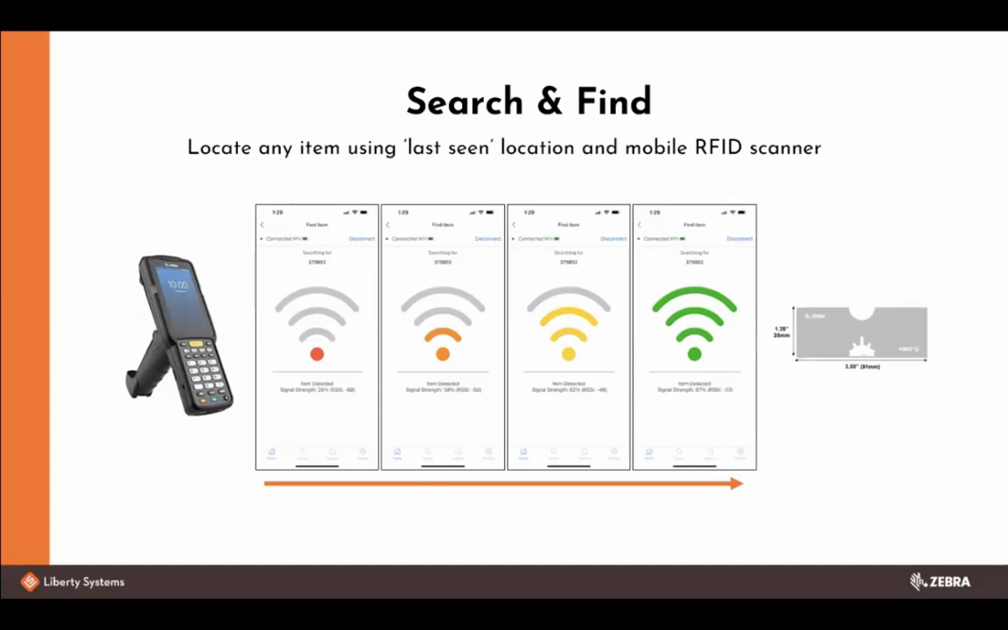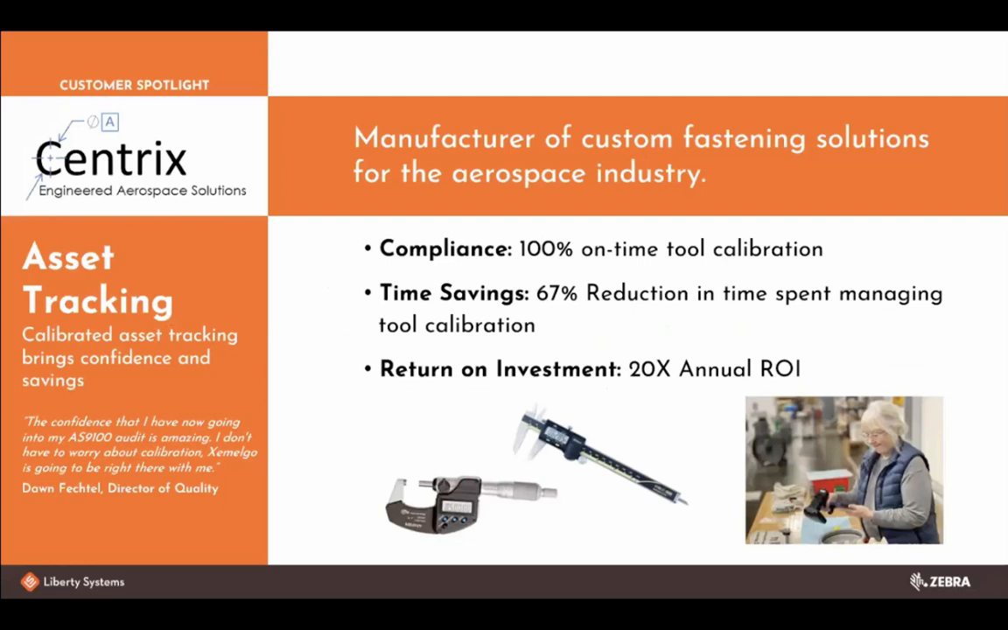and it can allow you to get to that item more quickly. A great example of this is one of our clients, Centrix, and their biggest challenge was they couldn't find their items, and they were searching. They knew it needed to be calibrated, but they weren't sure where it was. By utilizing RFID technology and having zones and breadcrumb trails to understand where the product last was, they could go there, do a search and find, and it had a dramatic impact on their business. They're 100% on time, calibrated, and they've met all the needs that they had within that environment.